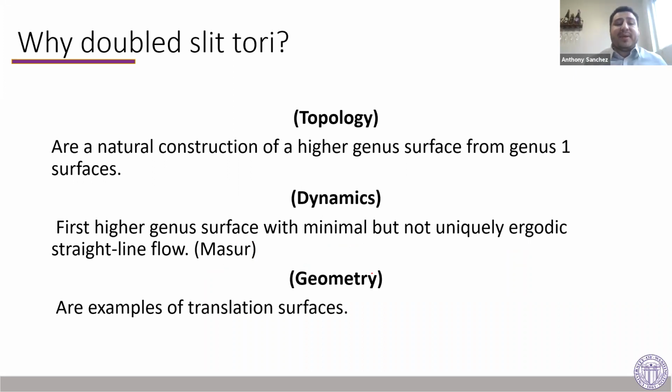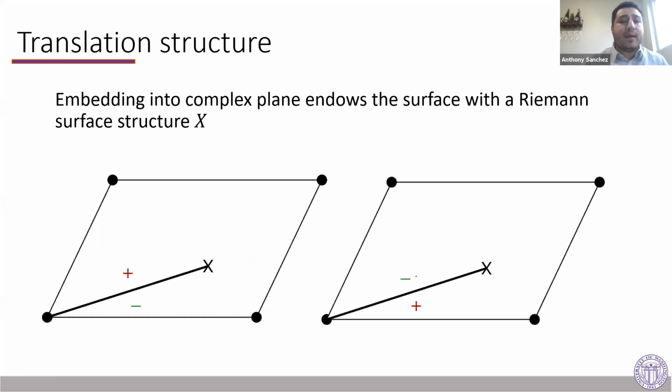Geometrically, I'm interested in these because these are examples of translation surfaces. And so for me, that means I could do geometry on them, right? I'll say some more of what I mean by this very shortly. So notice that I'm embedding these double slit tori in the complex plane. And the only identifications that I'm making with them are by translations.